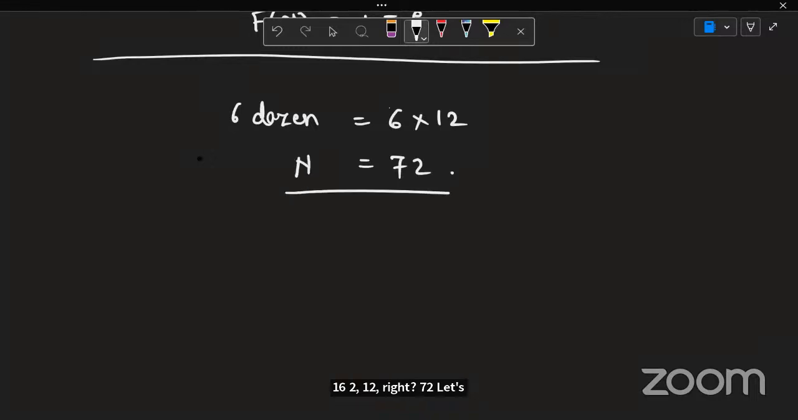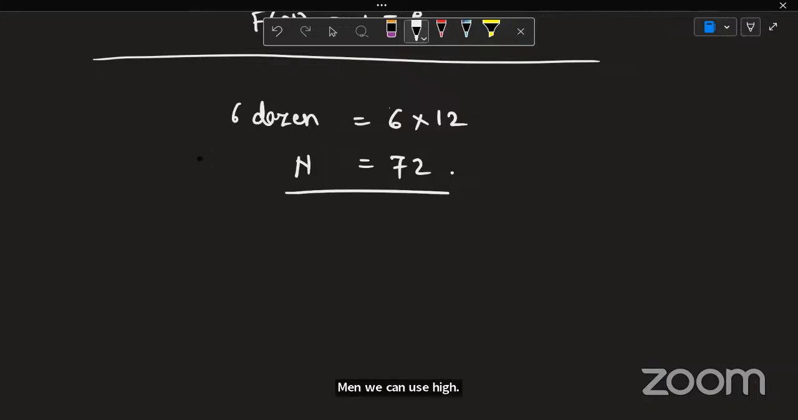So we have 6 dozens of bananas. 6 dozen means how much? 6 into 12, right? 72 bananas are there, and let's say this is your capital N, the total number of bananas. Out of that, some 12 bananas are rotten. Ma'am, we can use the hypergeometric expectation, right?